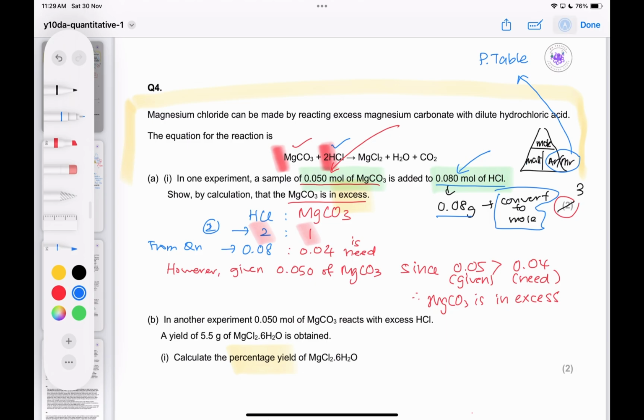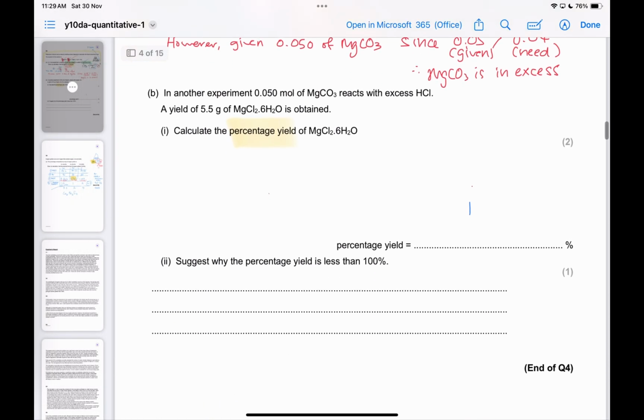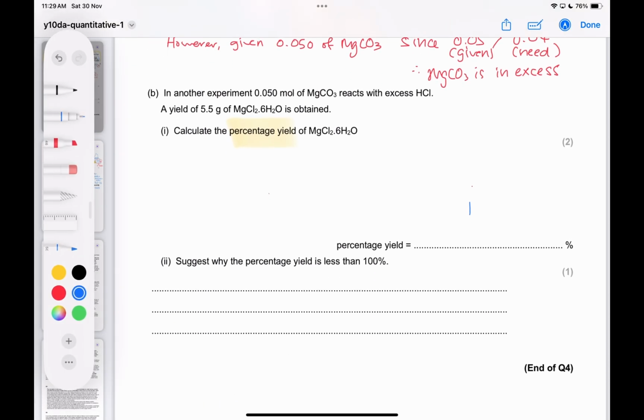Okay, so with that, let's move on to the second part of the question, which is percentage yield. Percentage yield has a very standard formula. Percentage yield is equal to actual over theoretical yield, and then you multiply the whole thing by 100%. Okay, so again, let's take some time to appreciate the question here.